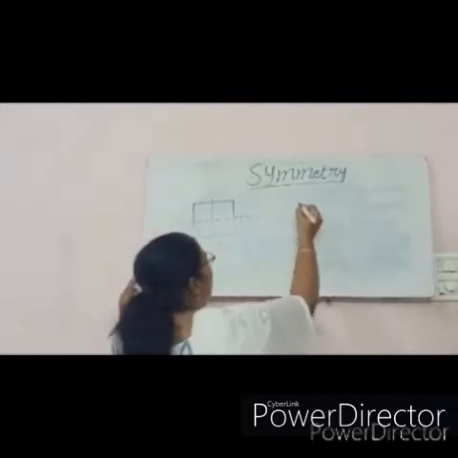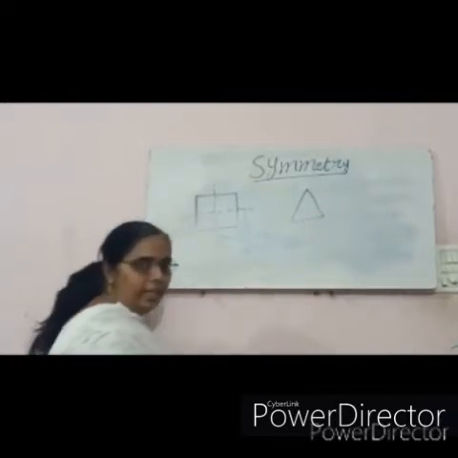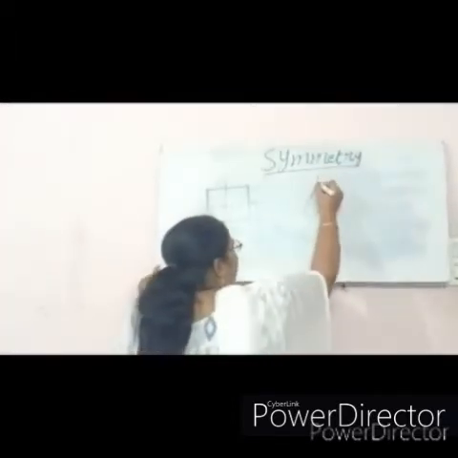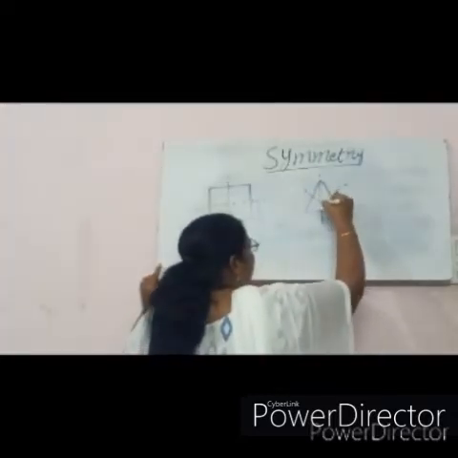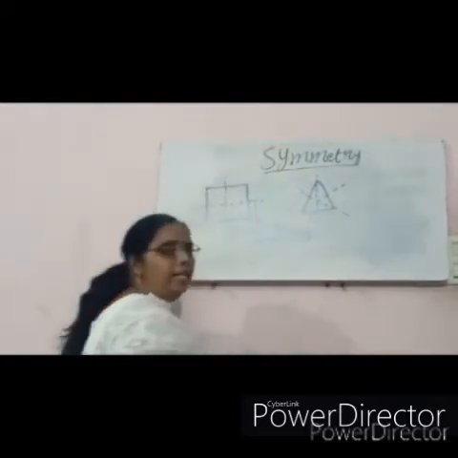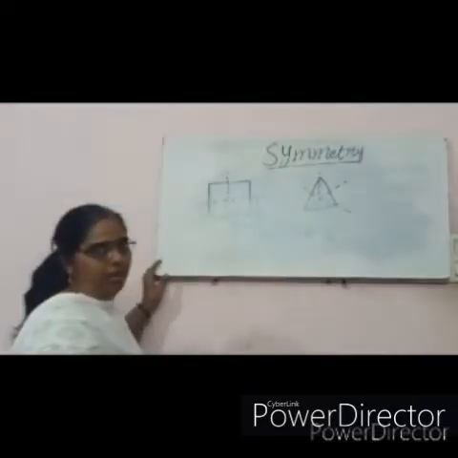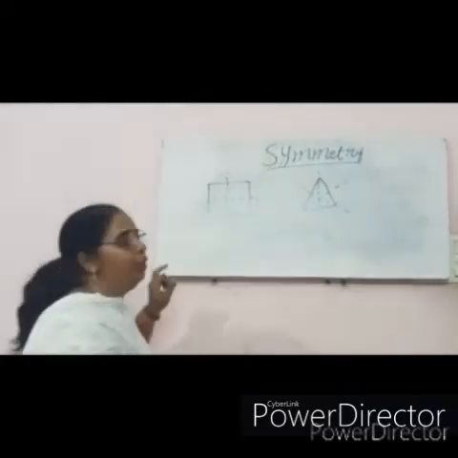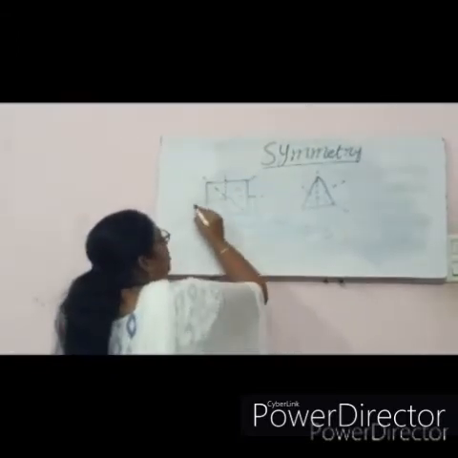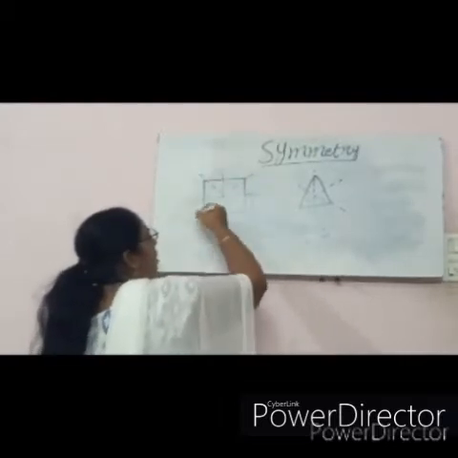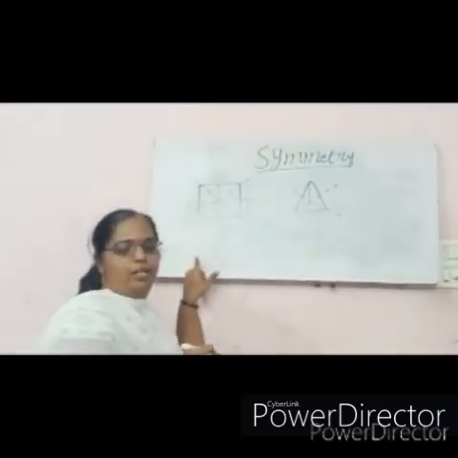So, the first example is an equilateral triangle. If you take an equilateral triangle, then you can draw a line of symmetry like this, and one more like this, and the other like this. So, for an equilateral triangle, you have three lines of symmetry. If you take a square, you have four lines of symmetry. See, this is 1, 2, 3, 4.